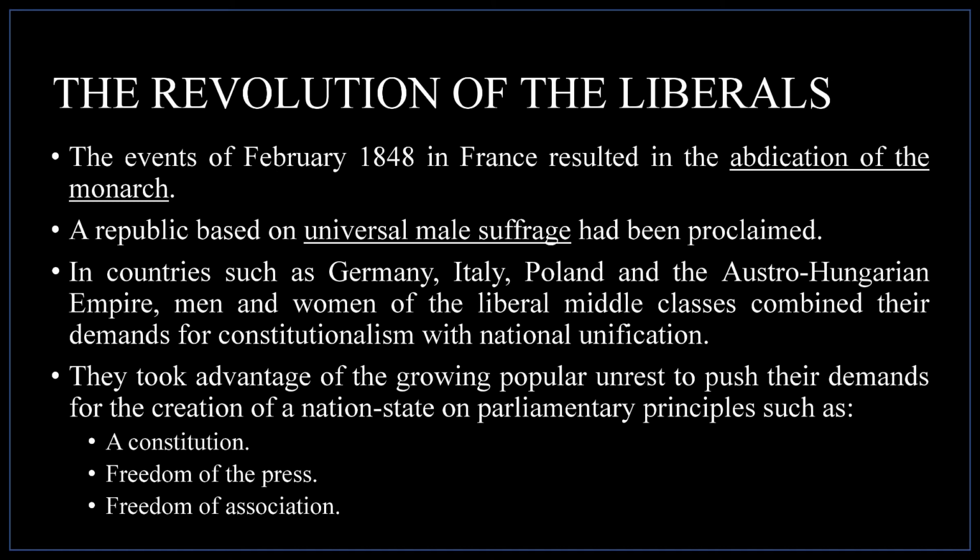In countries such as Germany, Italy, Poland, and the Austro-Hungarian Empire, men and women of the liberal middle classes combined their demands for constitutionalism with national unification. They took advantage of the growing popular unrest to push their demands for the creation of a nation state based on parliamentary principles such as a constitution, freedom of press, and freedom of association.